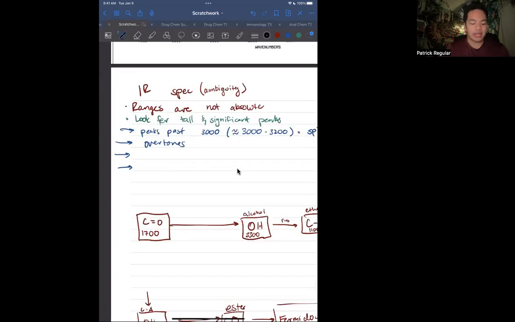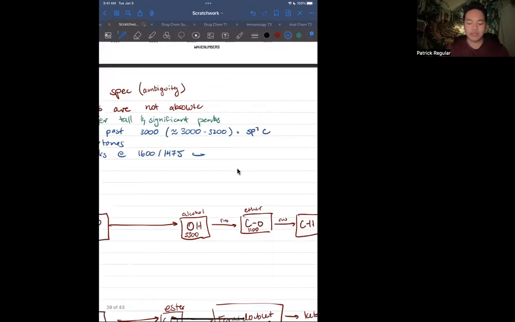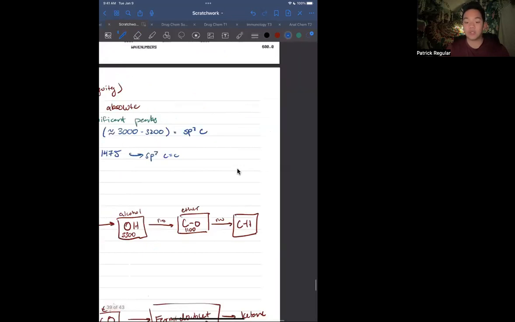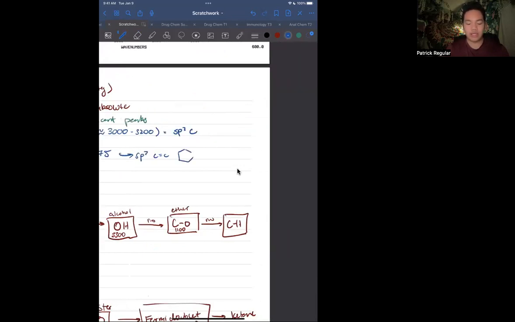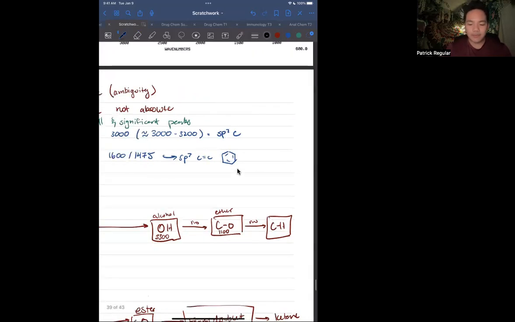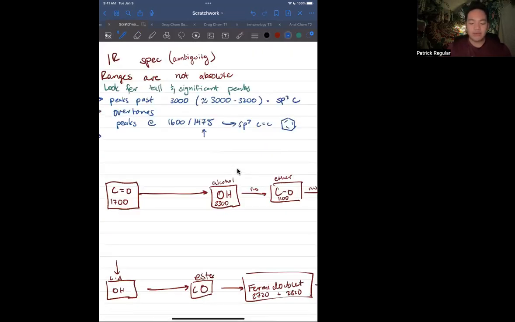Next are going to be your peaks at 1600 and 1475. These are your sp2 carbons that are in a ring structure, like the ones in a benzene ring. Again, it's a range, and it's not absolute. On a peak, you can have maybe 1448, and then maybe 1568. If they're marked and they're significantly tall peaks, and you have everything else, it's a pretty good bet that you're going to have an aromatic.